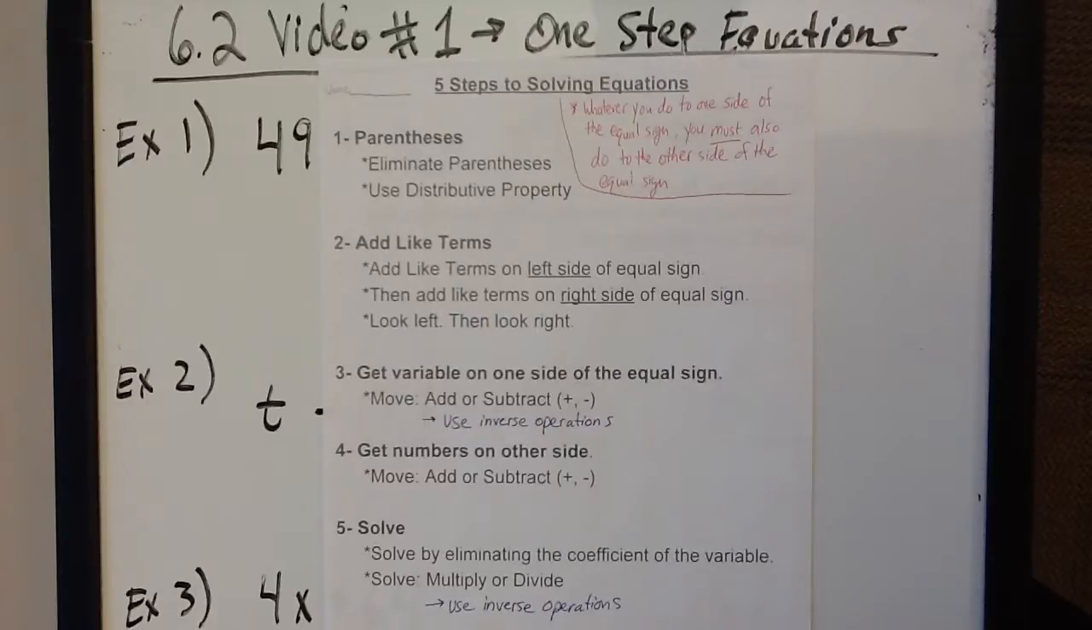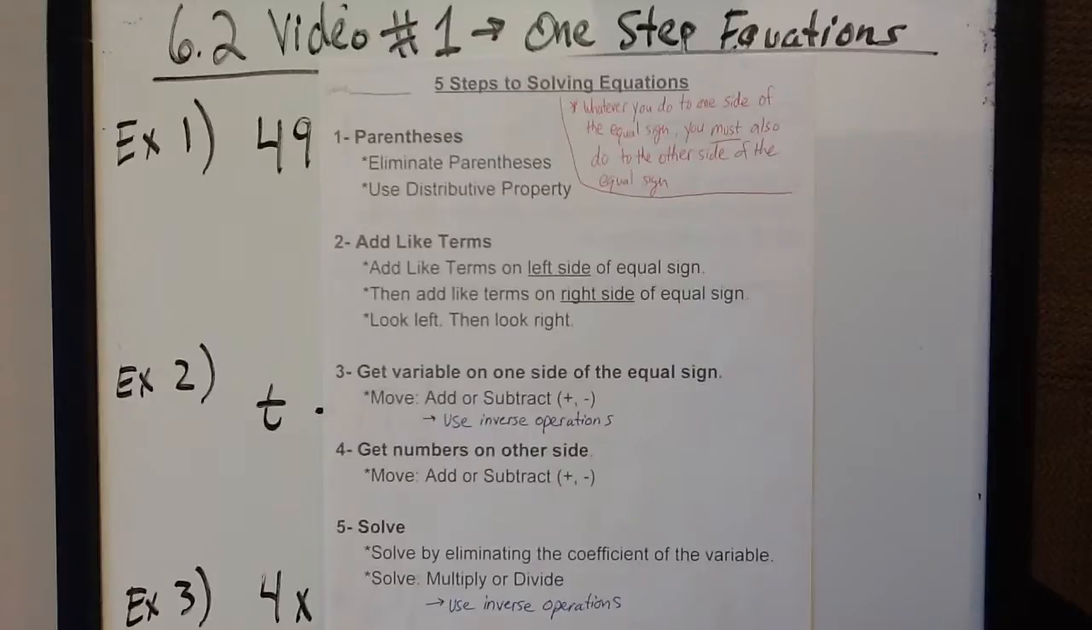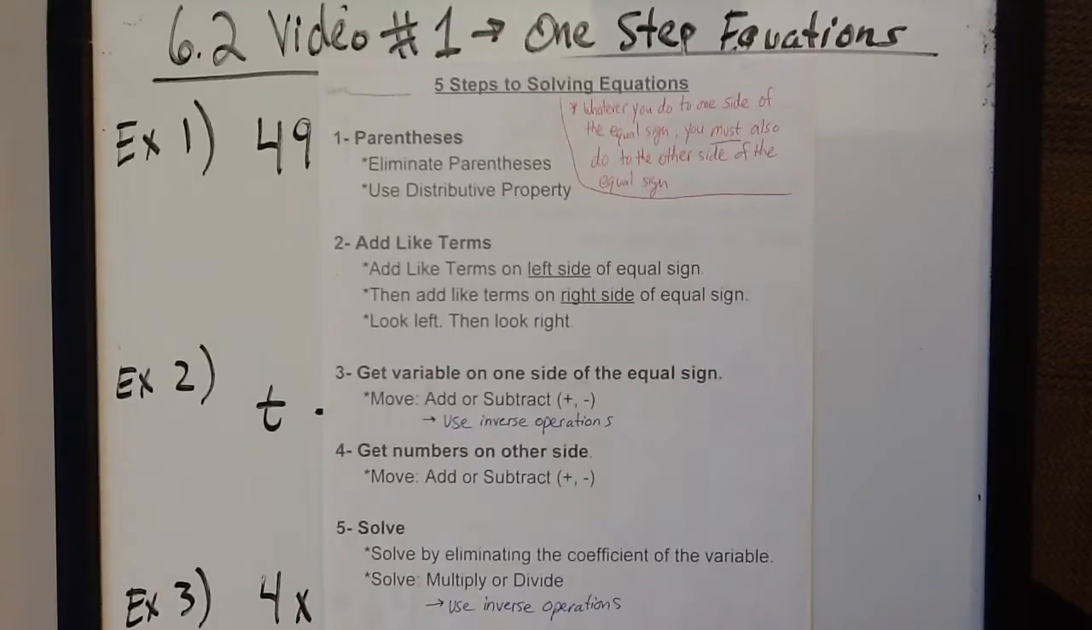The golden rule right there in red is that whatever you do to one side of the equal sign, you must also do to the other side of the equal sign. So keep that in mind. Whatever you do to one side, you must also do to the other side so that the equation stays balanced, so that the equation stays equal.